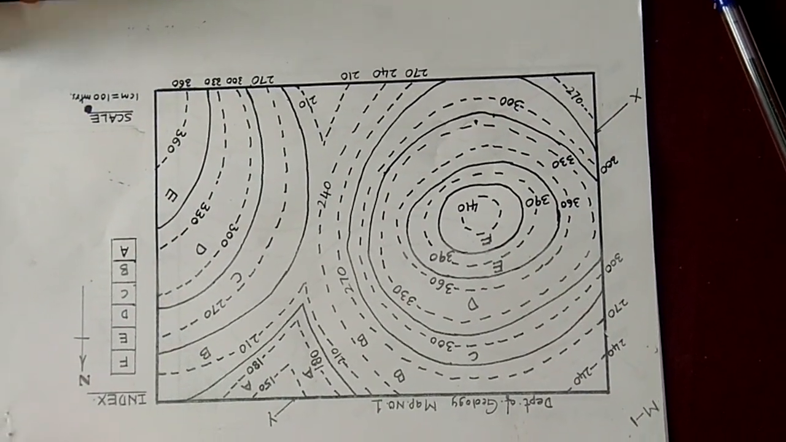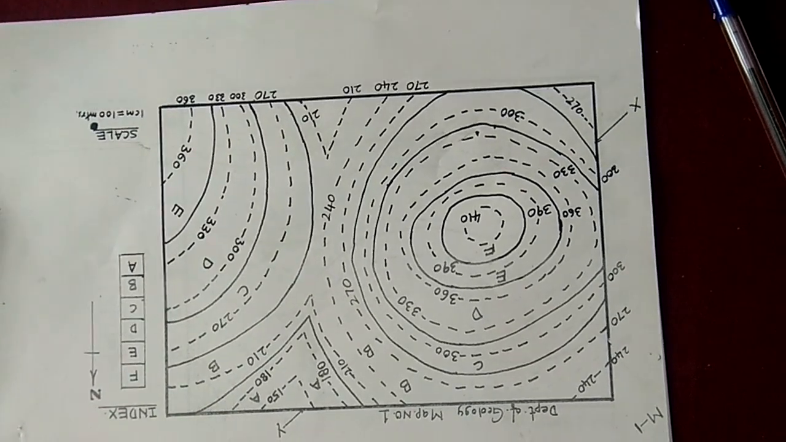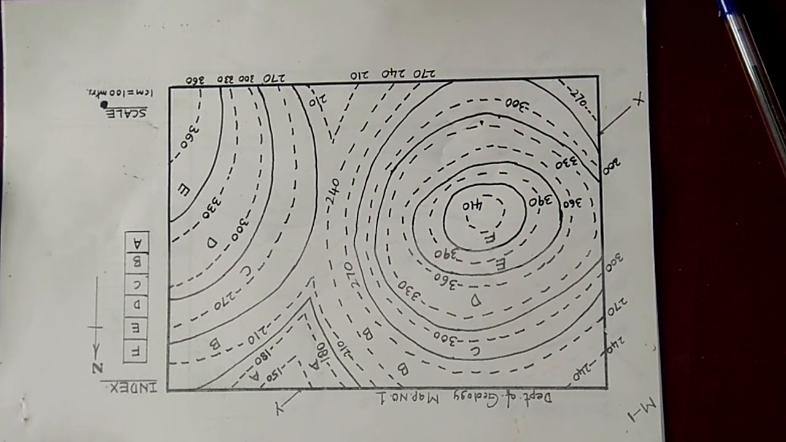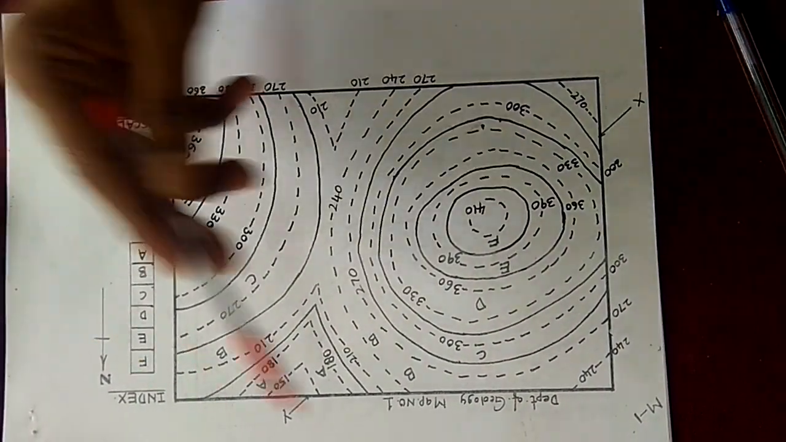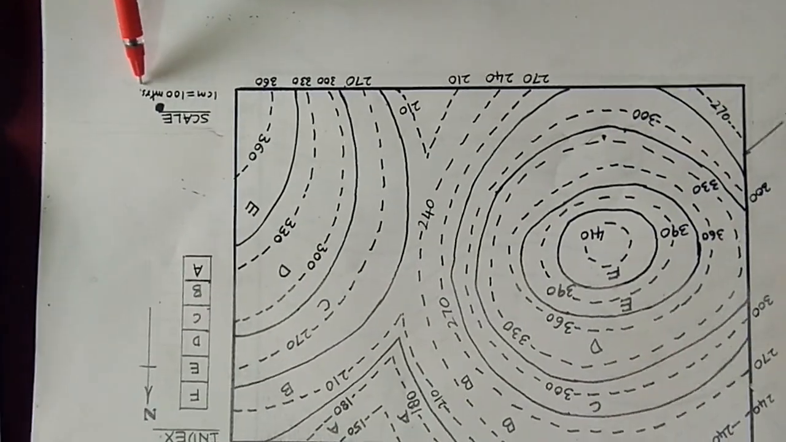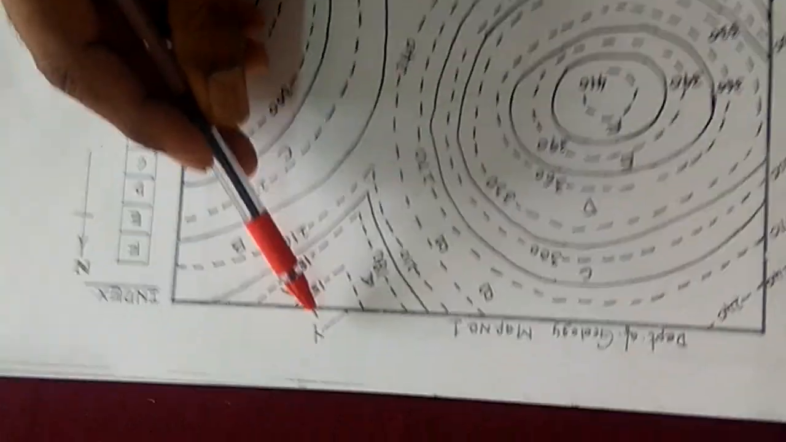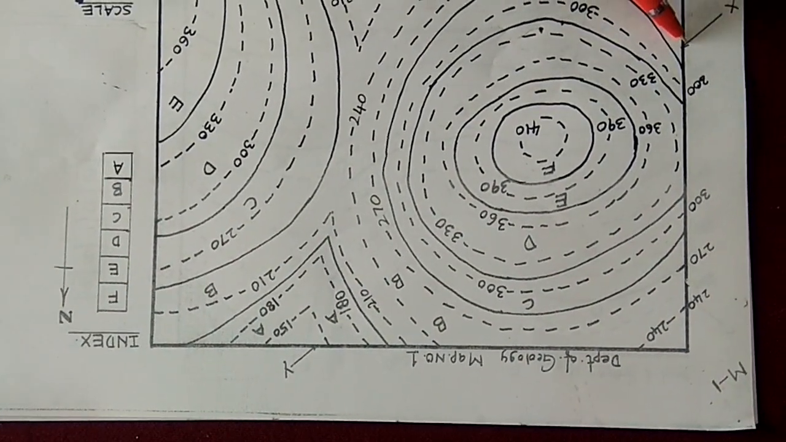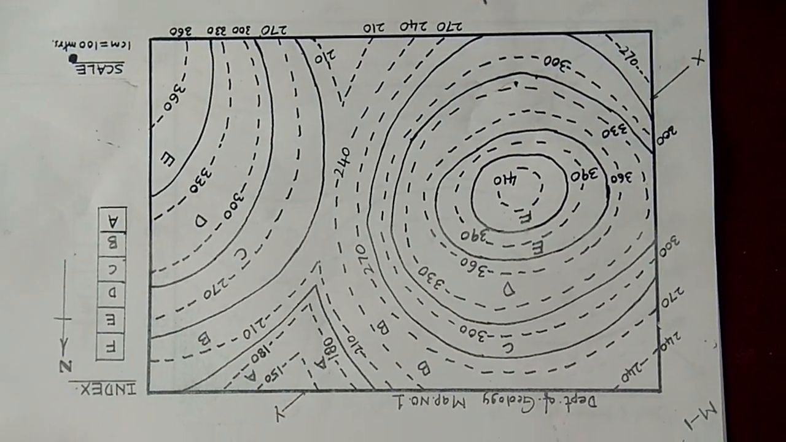Okay. Right, friends. Before going to draw the geological section map, I will give you a brief introduction and I would like to make you aware of the maps. Friends, this is the geological map. In this map, the scale is given: 1 centimeter is equal to 100 meters. And here is the X, here is the Y. We have to draw a geological section map along the XY direction.